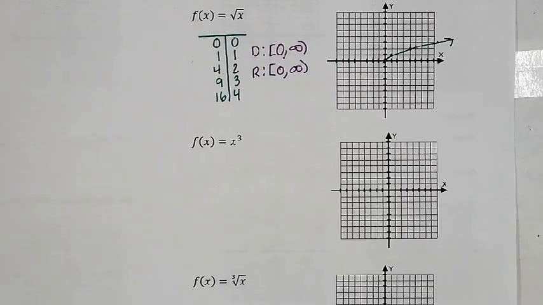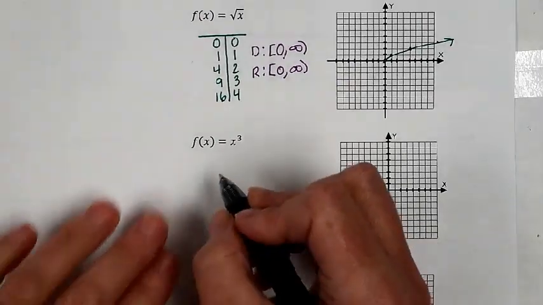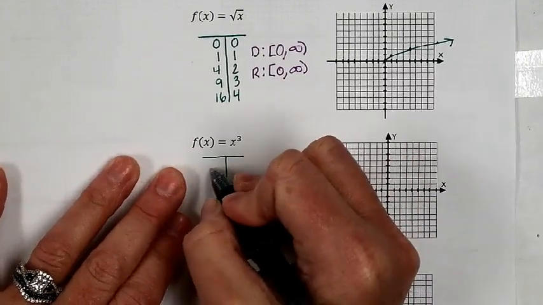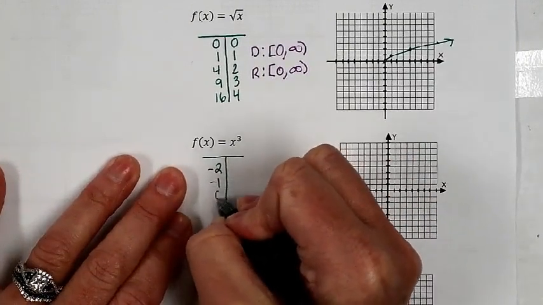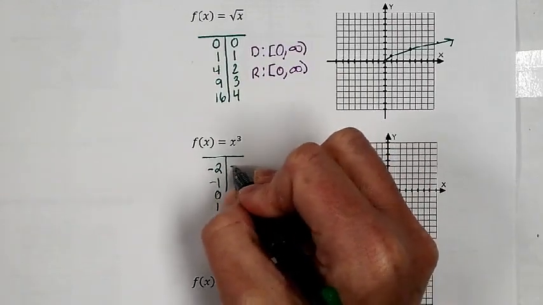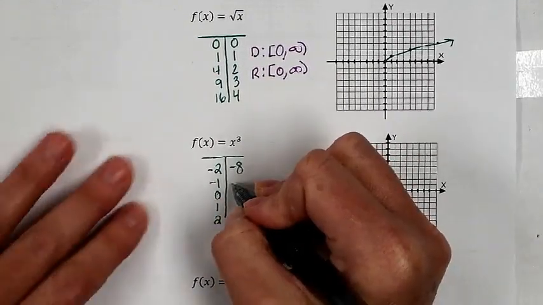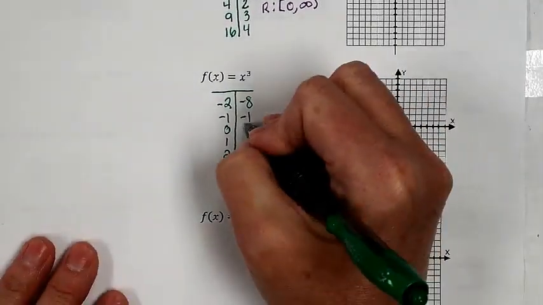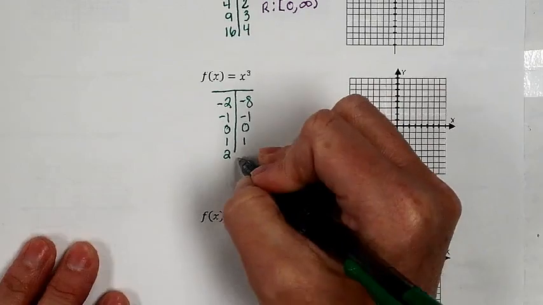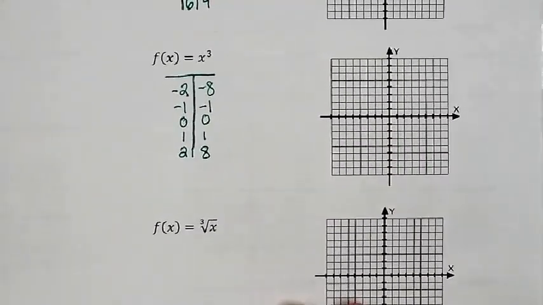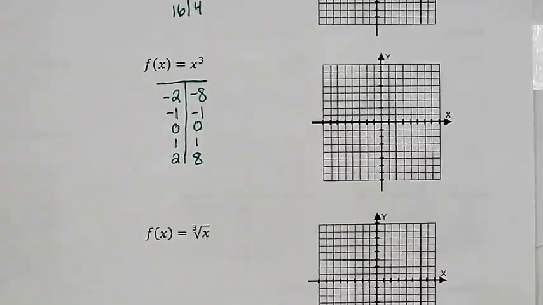Alright, next, f of x is equal to x cubed. We've already done this in previous units. For this one, we're going to start with a -2, -1, 0, 1, and 2. So -2 cubed is -8. -1 cubed is -1. 0 cubed is 0. 1 cubed is 1, and 2 cubed is 8. So we only do the 1, 2, 3, 4 thing on the square root.